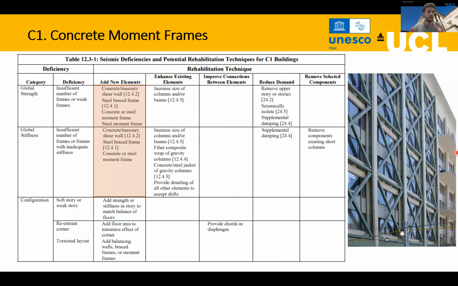In that sense, if we think about that problem of global strength and global stiffness, one of the most common approaches is to add new elements. And we are going to see in the next presentation a particular case in which this was done and how it behaved after the Turkey earthquake. But in this case, for stiffness and strength, we can include, for example, shear walls, concrete or masonry shear walls. We can include steel braced frames, or we can include any other type of stiffening material that will enhance the lateral behavior of the building.